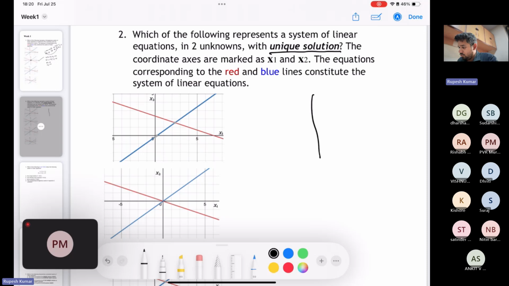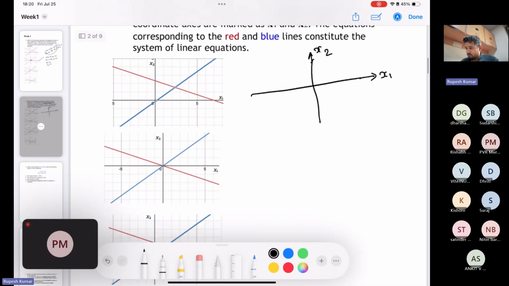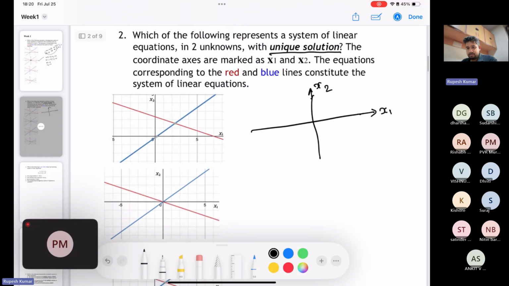So you can always draw two axes for these two unknowns on the Cartesian plane. So let's say the unknowns are x1 and x2 in the coordinate axis, and you want to find if it has a unique solution, right? So for this you have to go back into the theory, what these linear equations are and what corresponds to the solution of these linear equations, right? So a system of linear equations can have number one, a unique solution, right?